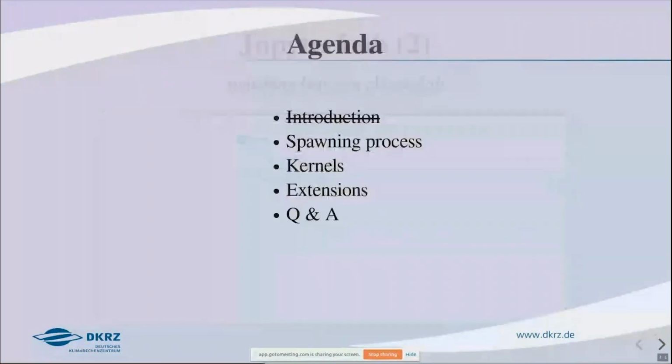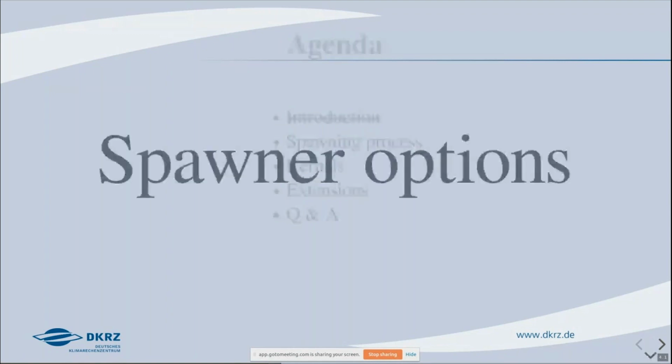Okay, that was an introduction. Now we are going to see the three main new features in this release. We will be talking in detail about the spawning process or spawning options. We will talk about kernels and extensions. So let's start with the spawner options.